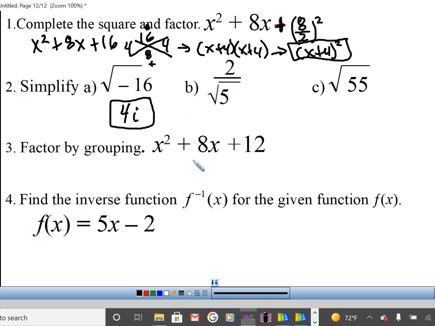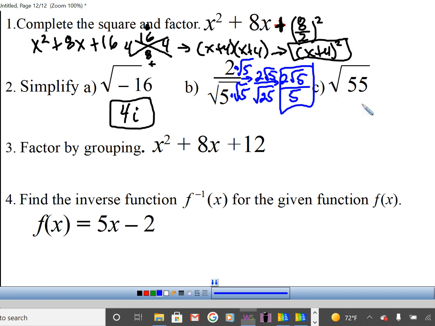For part B, in order to get rid of the radical or the square root in the denominator, we need to multiply square root of 5 top and bottom. So we end up with 2 square root of 5 over, what is square root of 5 times square root of 5? That's square root of 25. So 2 square root of 5 on the numerator. What is square root of 25? 5. And that's how we get rid of that square root.